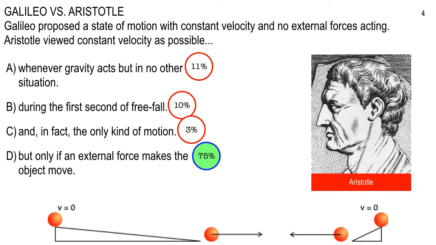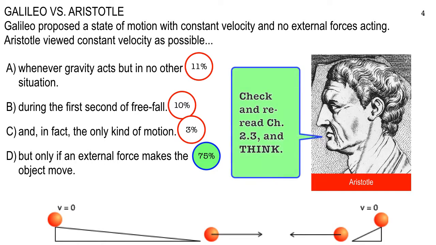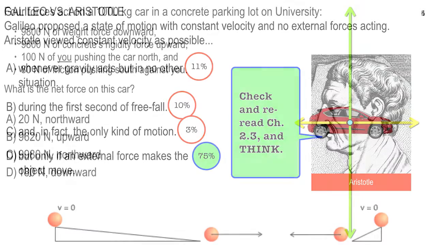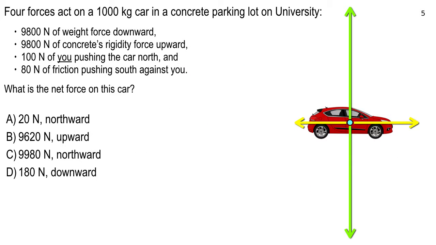Now the reason that this is true is just read up chapter 2.3 and think. It's in there. It's when we're talking about Aristotle and Galileo and their contention about motion. All right, next question. This one's kind of a mental calculation problem. Here's a little diagram for it.